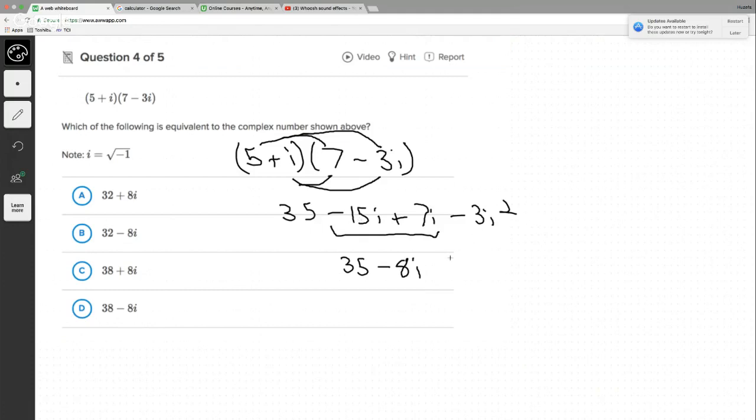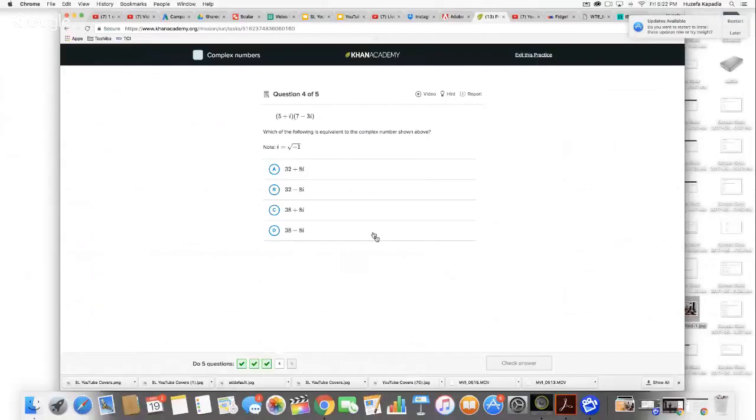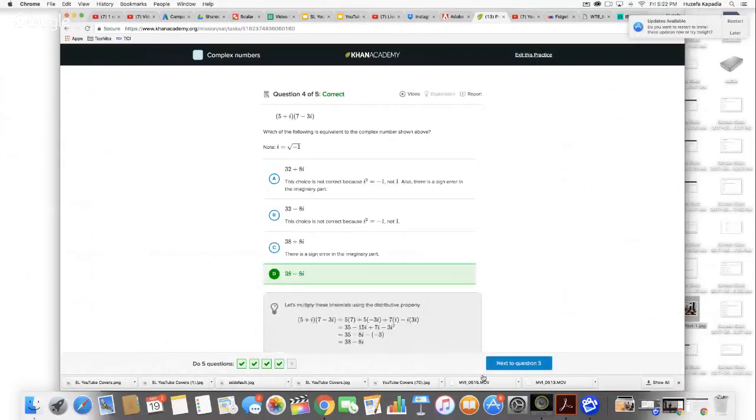And then negative 3i squared. This is again negative 3 times negative 1, which is positive 3, right? Negative times a negative, they cancel out. 35 and 3 combine to become 38 minus 8i. That's it, 38 minus 8i. There you have it, my friends, 38 minus 8i.